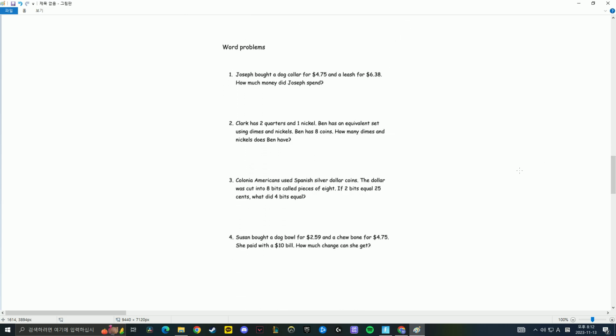Joseph bought a dog collar for $4.75 and a leash for $6.38. How much money did Joseph spend? So we're trying to find the total amount Joseph spent. So let's just add: 13, that's 10, that's 11, that is also 11, $11.13.